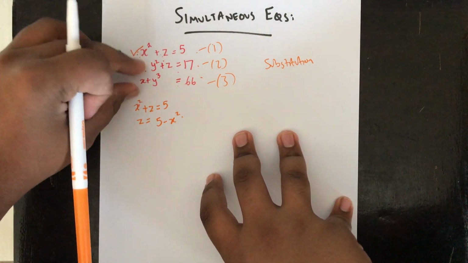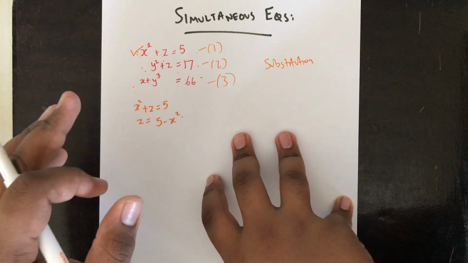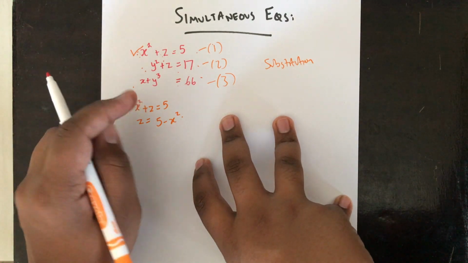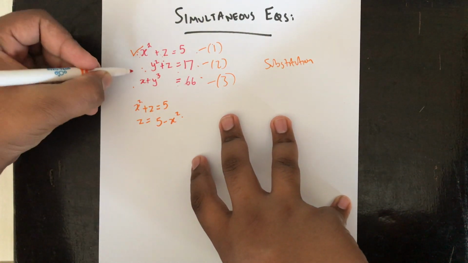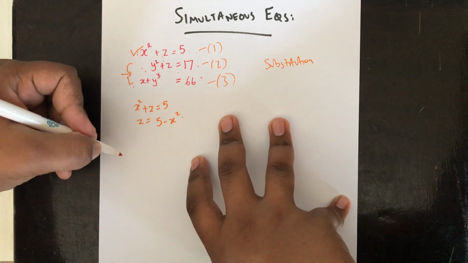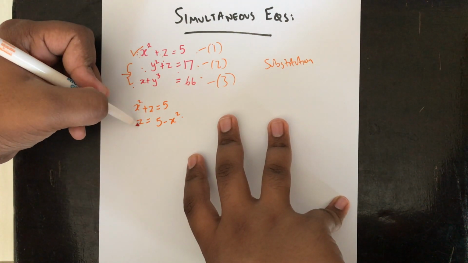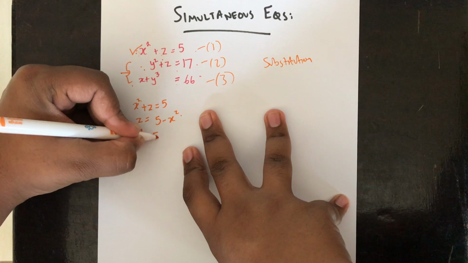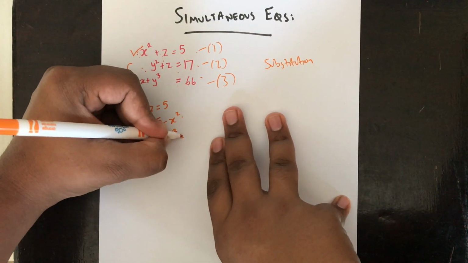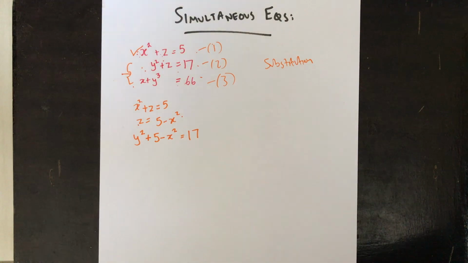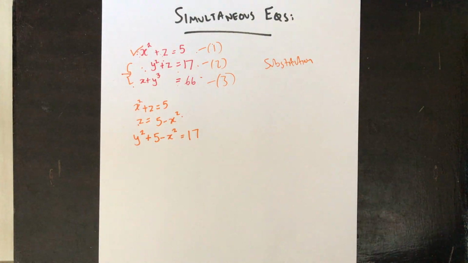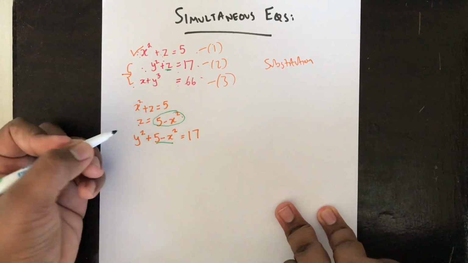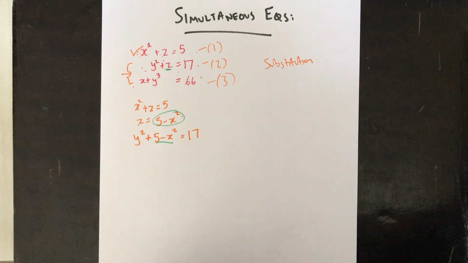Now I need to solve them in such a way that I can get my answers. I have y squared plus z is equal to 17 and x plus y cubed is equal to 66. I'm going to be working with these two equations now. Because I know the value of z, I can substitute it directly in. So I have y squared plus 5 minus x squared is equal to 17. My z is 5 minus x squared, so I've just substituted it here.